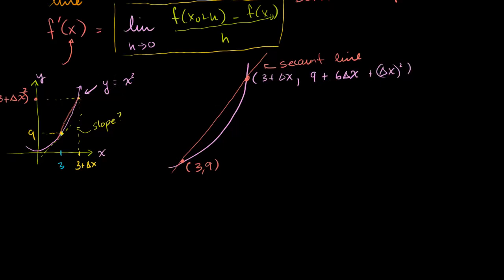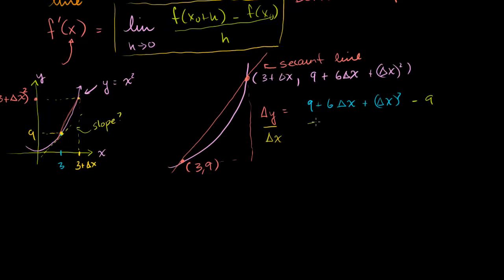So the slope of this line, the slope of the secant line, is going to be the change in y divided by the change in x. So the change in y is just going to be this guy's y value, which is 9 plus 6 delta x plus delta x squared. That's this guy's y value, minus this guy's y value. I'll do it in green. So minus 9. That's your change in y, and you want to divide that by your change in x.